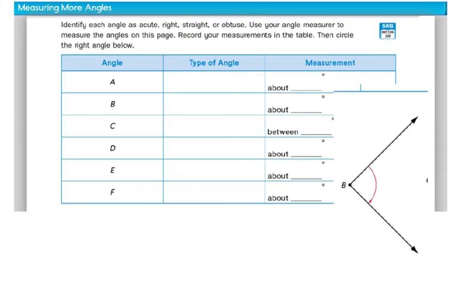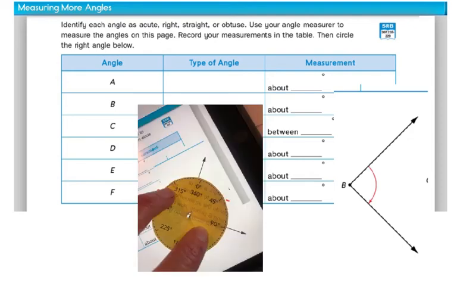Let's look now at angle B, which yours is at the bottom of the page. I just moved mine up so that you could see it. I already kind of know in my head what that type of angle looks like. What I do, though, is I take that hole, I line it up with point B so I can see that point in the hole of my angle measure.